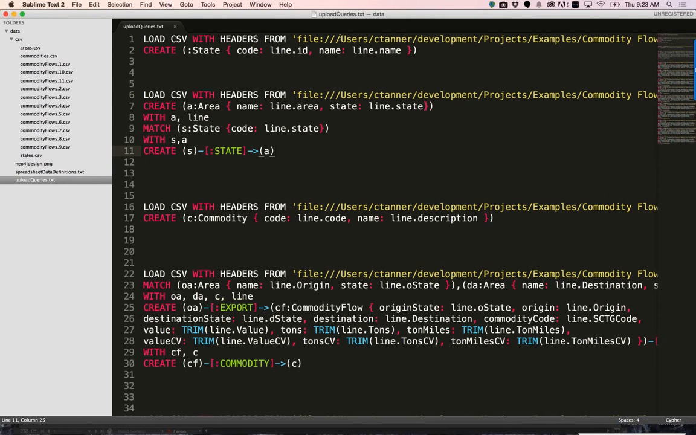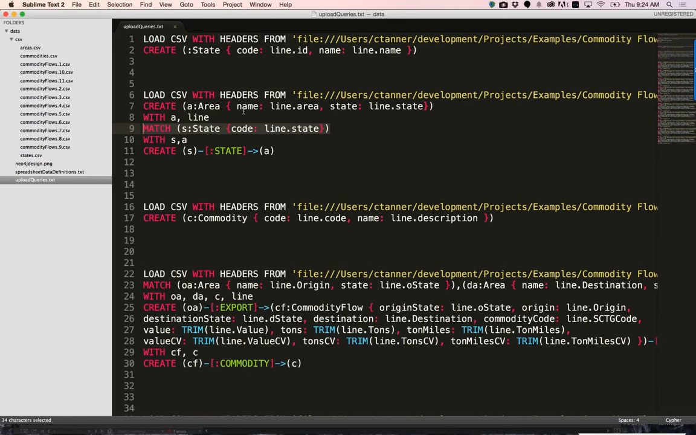The top query here basically says load CSV with headers from a location. In this case, it's a file that's on our local disk, but we can also load it over HTTP. And then we're creating here state nodes. So we're creating nodes labeled with the word state, and we're specifying the different properties of those nodes, a code and a name. And so that's fairly simple.